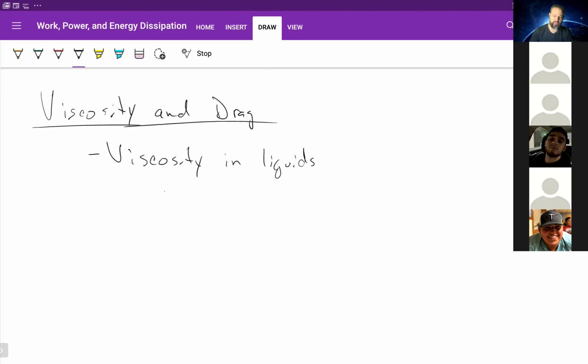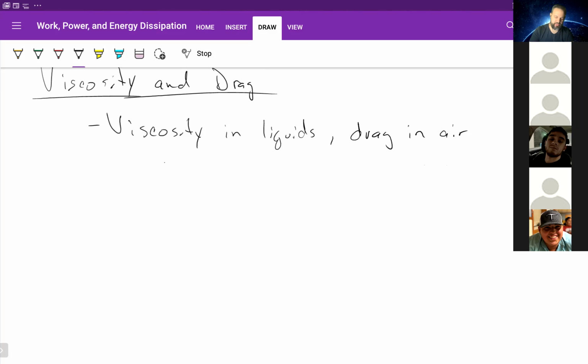So viscosity is going to be in liquids. Drag is going to be in air, or gas, I should say gas. And both of these things oppose a motion in some fluid. So gases are considered a fluid because they flow. Anything that flows is considered a fluid. So liquids and gases are both fluids. They're different types of fluids, but they're both fluids. So whenever I say fluid, I mean either liquid or gas. So both oppose motion in fluid.